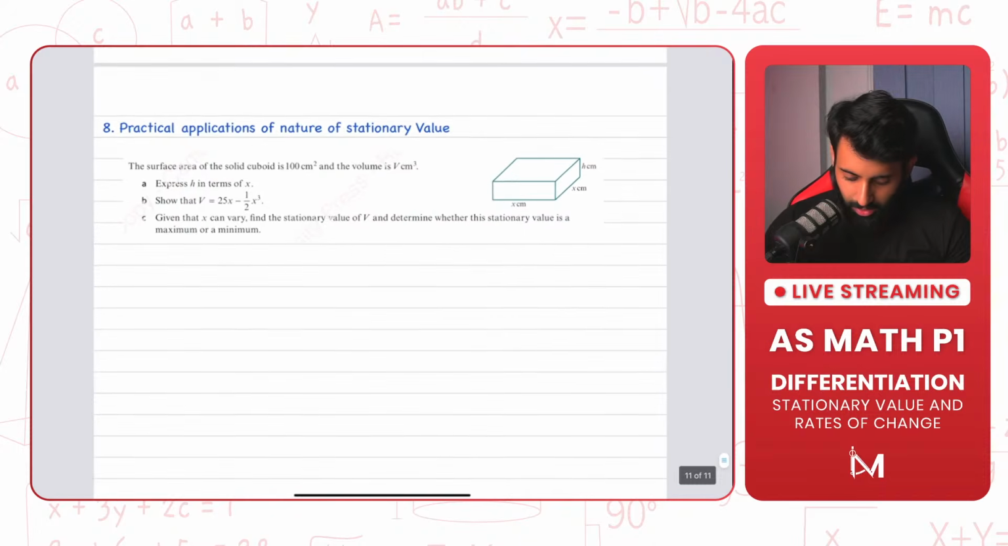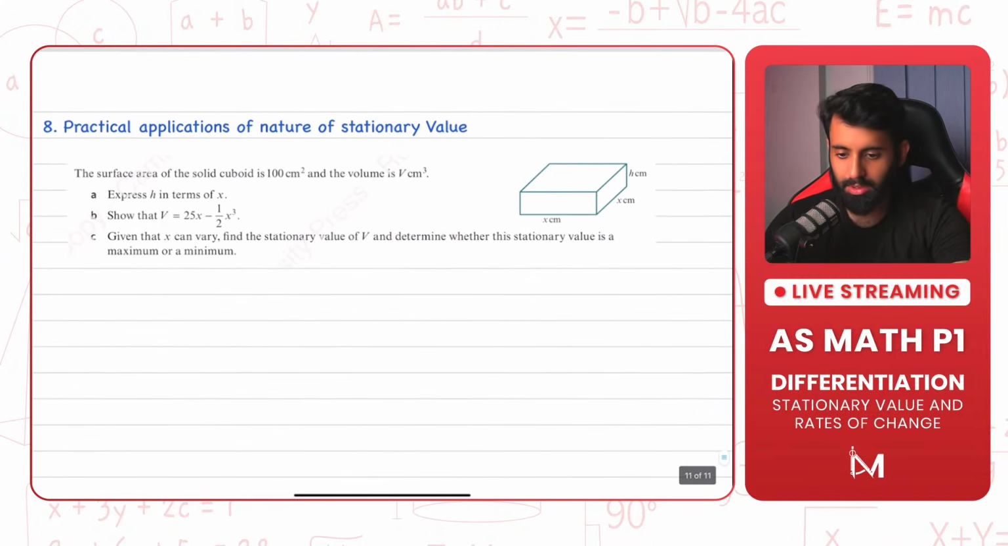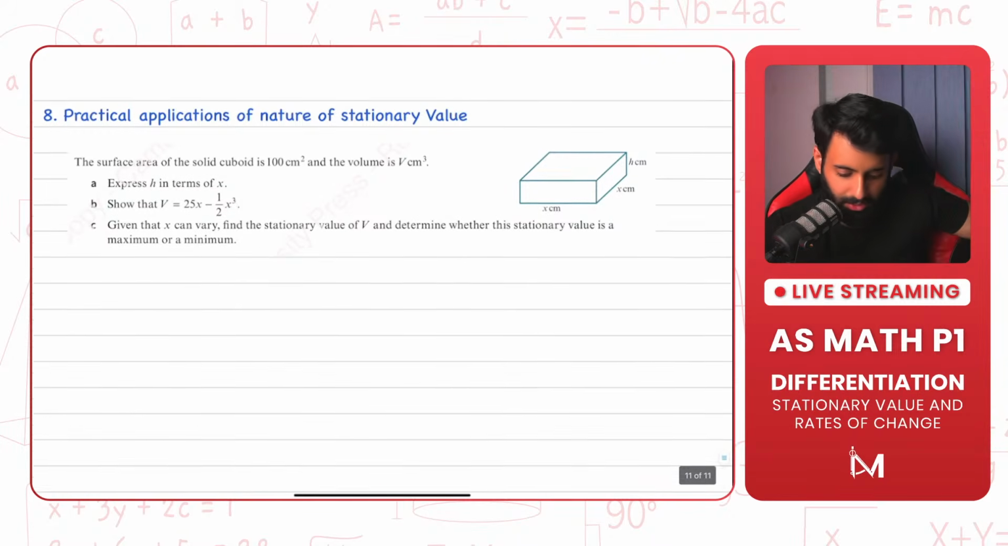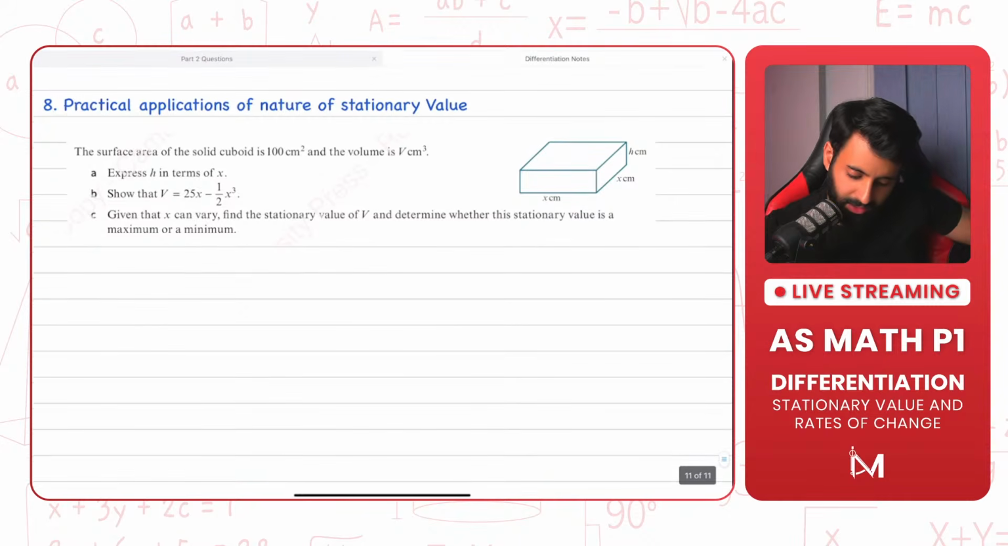Now, questions like these you will notice follow a certain pattern, and they will always follow that certain pattern only. So you will start off with a scenario where maybe you're given an object and maybe the volume or surface area or something, and through that information you're asked to find something else. For example, over here it says the surface area of the solid cuboid is 100 centimeters square and the volume is v centimeter cube. Express h in terms of x.